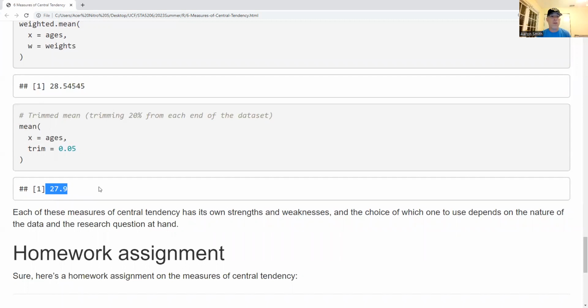Each of these measures of central tendency has its own strengths and weaknesses, and the choice of which depends on the nature of the data and the research question at hand. Now, I want to leave you with this. If you don't know, go with the median. And why do I say that? Because if I have skewed data, then I probably don't want to use the mean. I want to use the median.